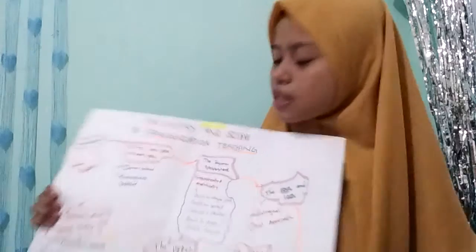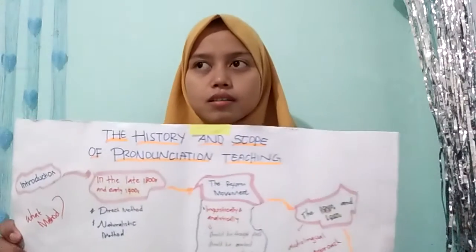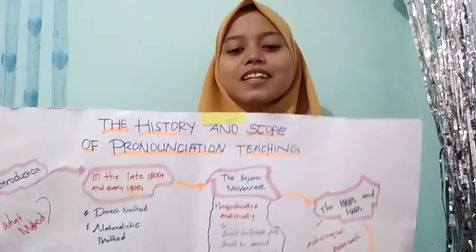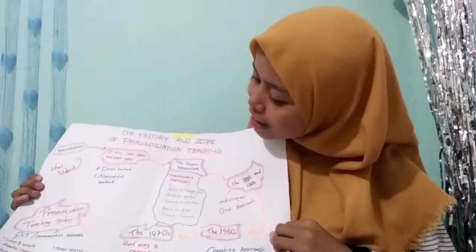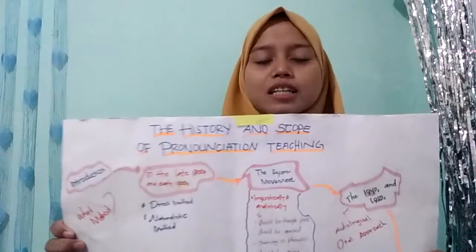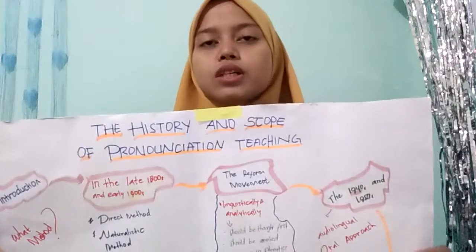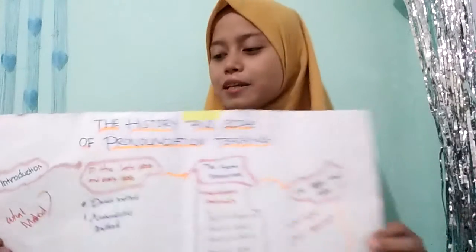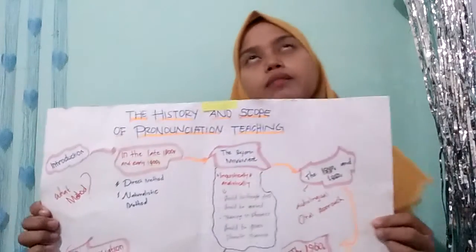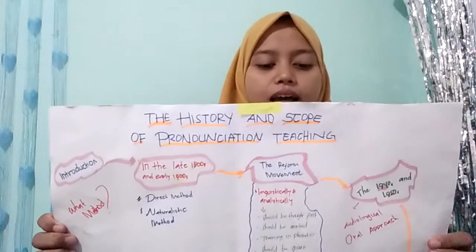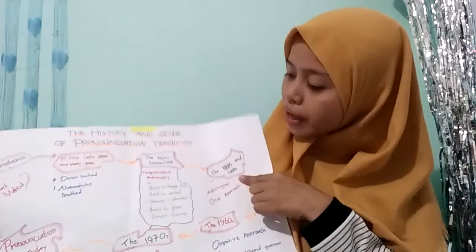The first is listen and imitate, as in the direct method of teaching. And the next is phonetic training. Phonetic training is organized from the movement of the form in words with phonetic transcriptions. The third is minimal pairs. Minimal pairs are as in the audiolingual method and oral method.